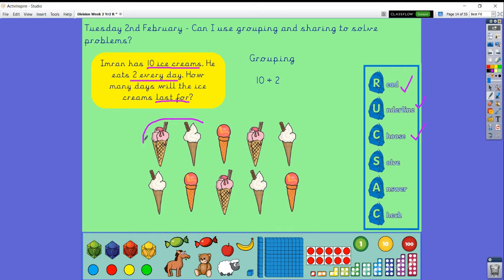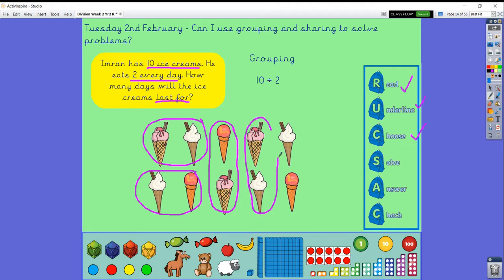So let's solve it. So this is Monday's ice creams. This is Tuesday's ice creams. Wednesday's ice creams. He eats 2 on Wednesday. He eats 2 on Thursday. And he eats 2 on Friday. So I've solved it by saying, well, each day he eats 2, so there's 1 day's ice creams, another day of ice creams, another day of ice creams, another day of ice creams, another day of ice creams.